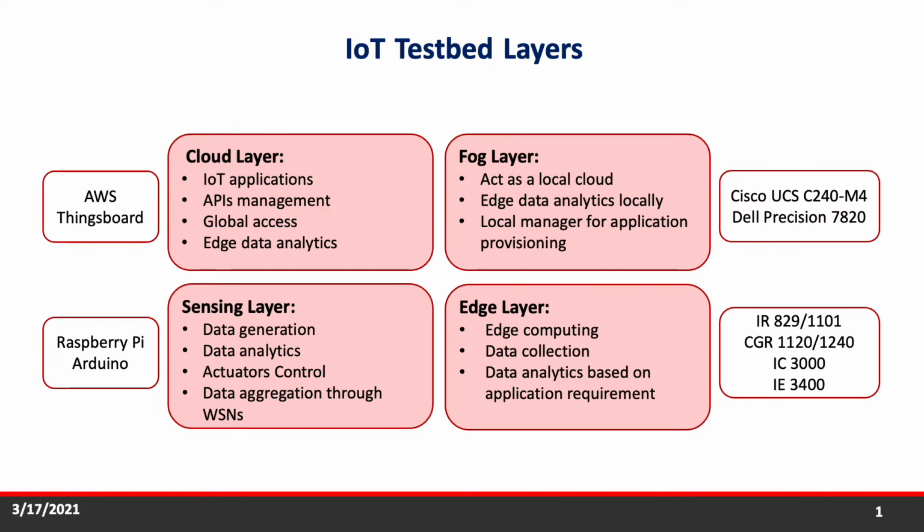The fog layer acts as a local cloud in our system. Edge data analytics and application provisioning through local management is done in this layer using Cisco UCS 240 and Dell Precision servers. In the cloud layer, IoT applications and API management is done through global access or public cloud. Edge data analytics in the public cloud is done through AWS Kingsford.